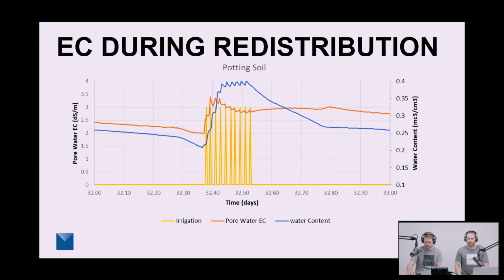But you can see that the pore water EC is going down during that time. The only way it can go down is if the plants take up nutrients. So that's an indication of the nutrient uptake by the plants.